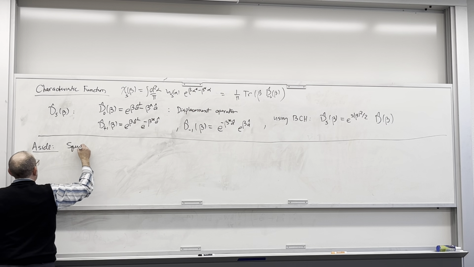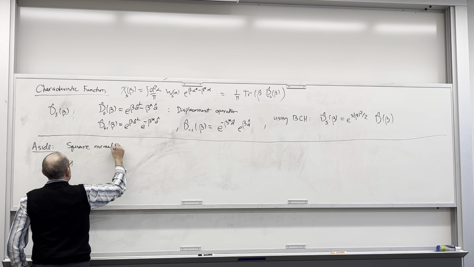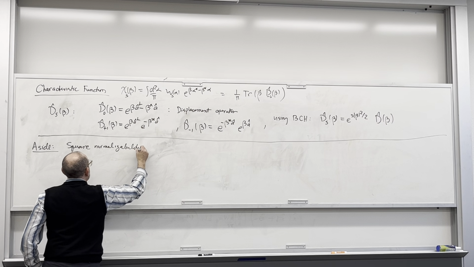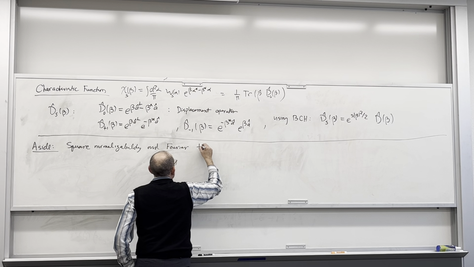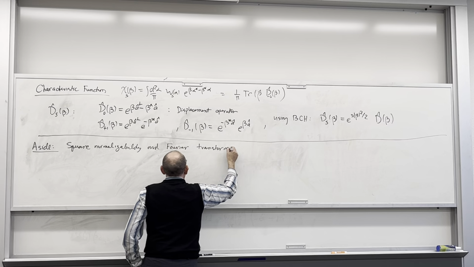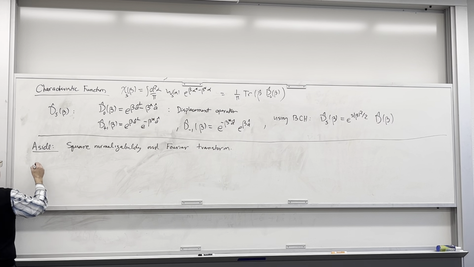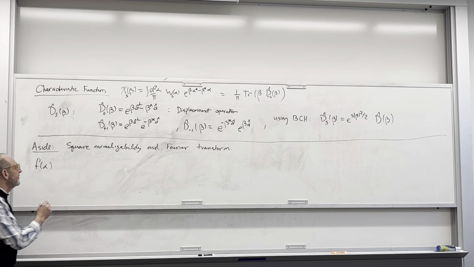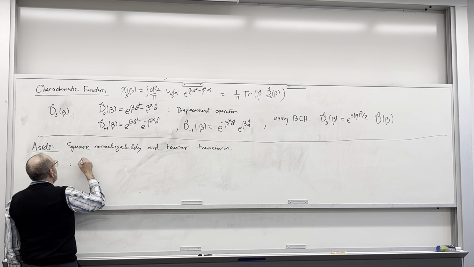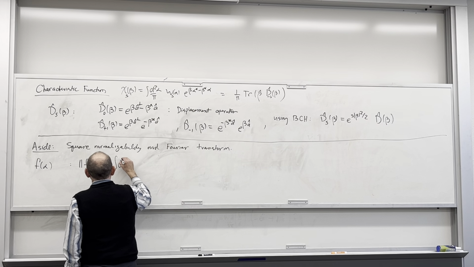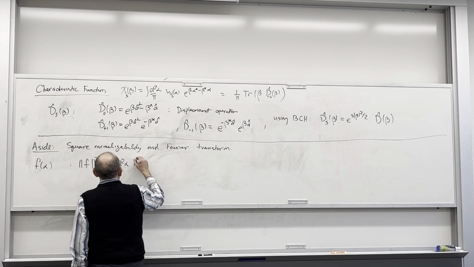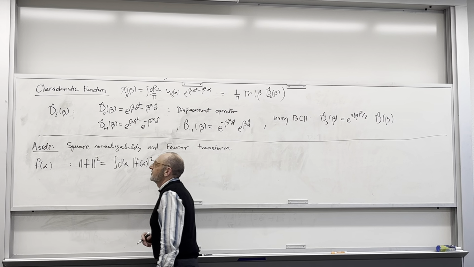Square normalizable functions and Fourier transform. So let's say I have a function on the phase space, provided as a function of alpha and alpha star, or vice versa. Then I'm going to find the norm squared of this as the integral of this function over the whole phase space.